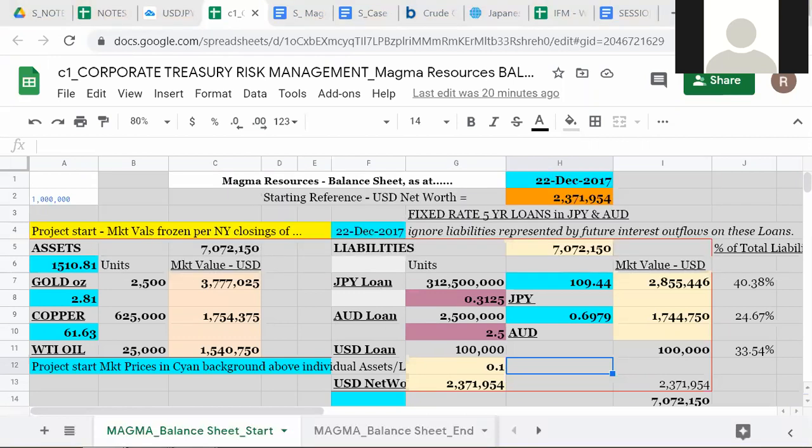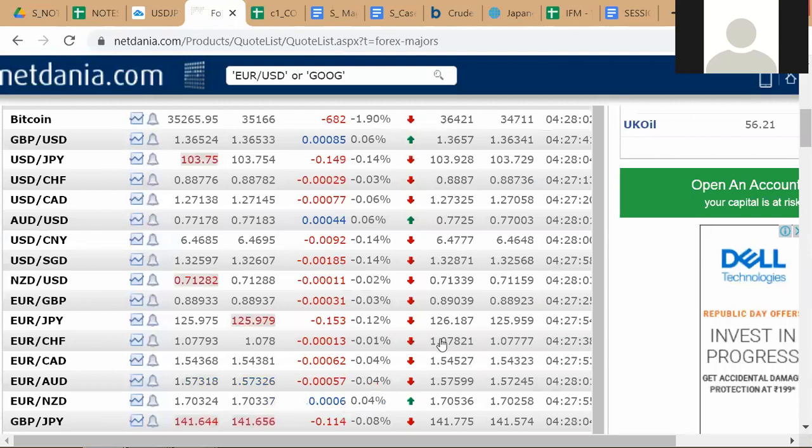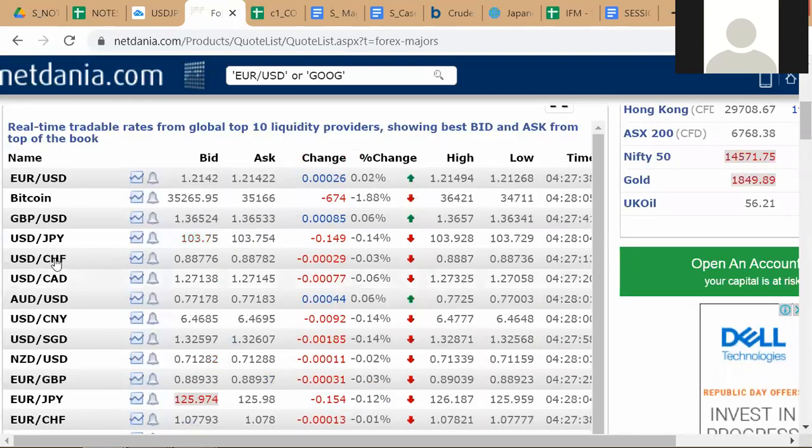Here you have the spot market prices from Netdania here. You can also bring them up in your IBTWS. You will see that if you do USD.JPY, you will get the spot price. This price will come up. And these are also tradable prices, like they're saying real-time tradable rates. So these are tradable prices.